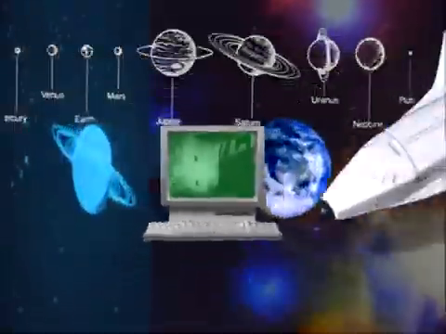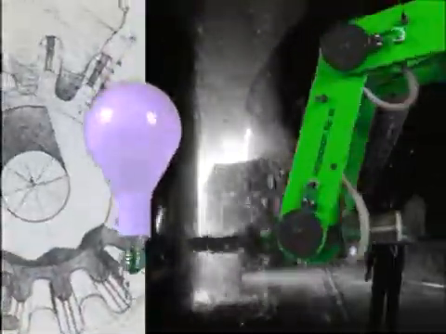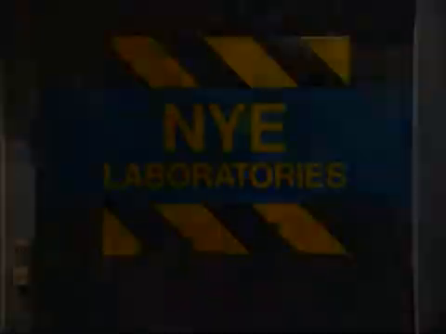Science rules. Bill Nye the Science Guy. Inertia is a property of matter. Bill Nye the Science Guy. T minus 7 seconds.